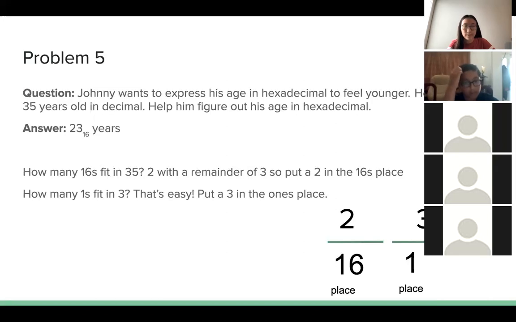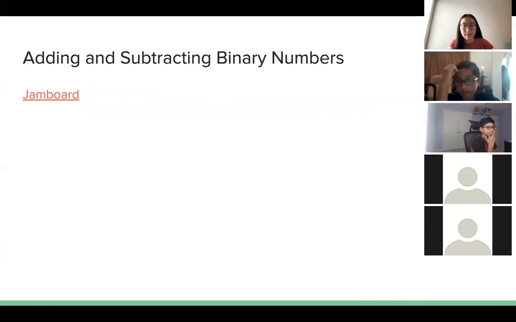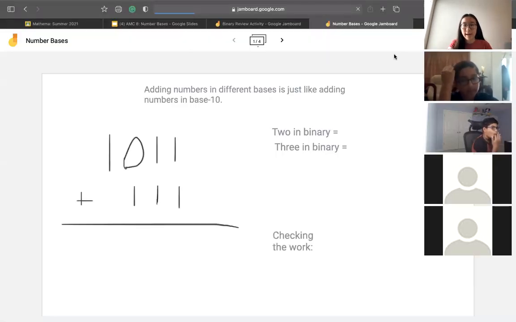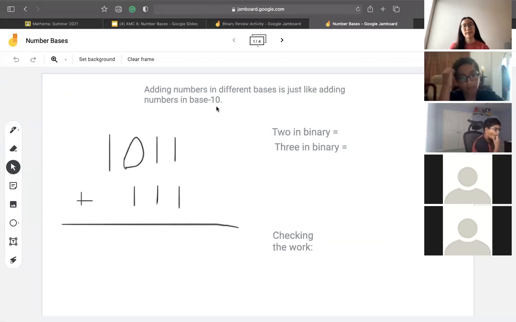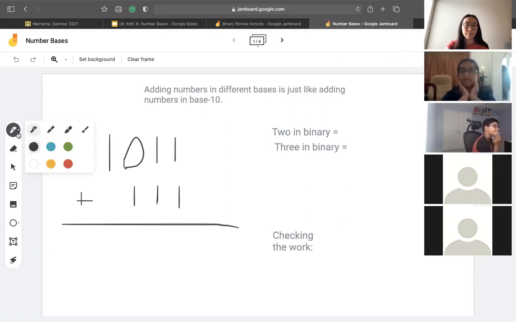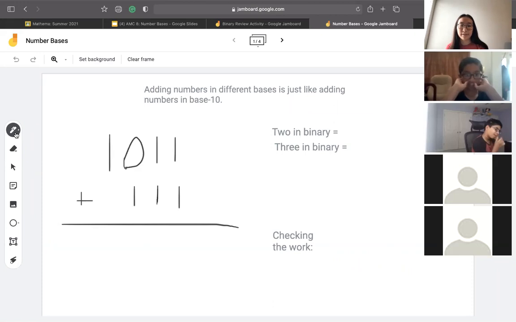Okay, sorry about the answer already being up. But we're going to quickly look at how we can do addition and subtraction in binary. Don't worry about joining the Jamboard, I'm just going to show how it might work. Adding numbers in different bases works basically exactly how you do it in base 10.